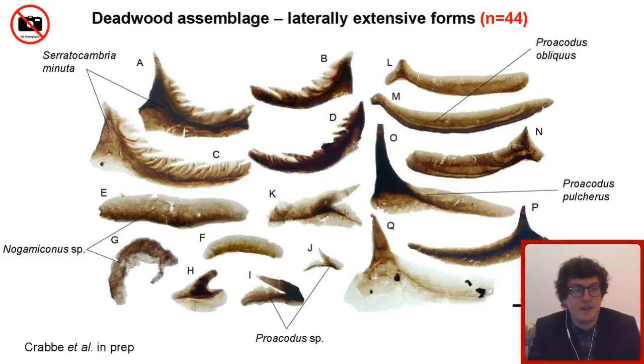A small component are these very distinctive laterally extensive forms represented mostly by Ceratocambria and Proacodus. Ceratocambria in particular is an exceptionally rare genus, which is described here for the first time outside of Sweden and China. And we also see some evidence for potential ontogenetic sequences within these elements, and I'll touch back upon that later in the talk.